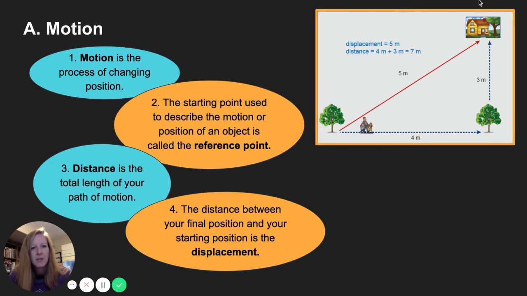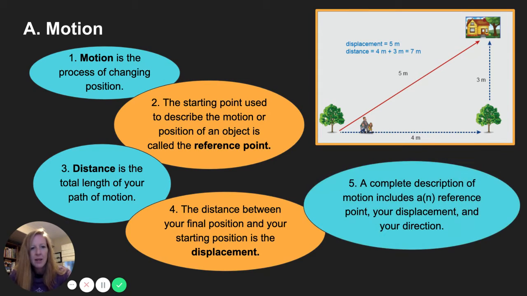And displacement, if we look at this graph, this kind of describes it, right? This individual is walking home. The displacement would be the distance from this tree to their house. But the distance they actually have to travel to get home is 4 meters and then 3 meters. So the distance and the displacement are not always the same thing. Whenever you're describing motion, you need to include the reference point, your displacement, and the direction that the individual is traveling. Okay, so those are some basics about motion.